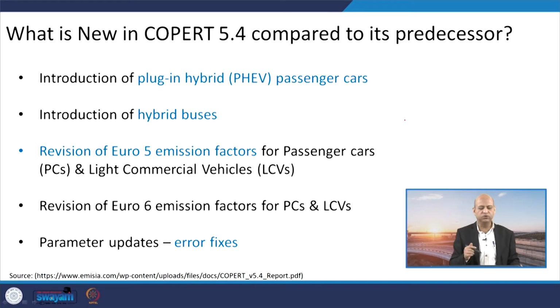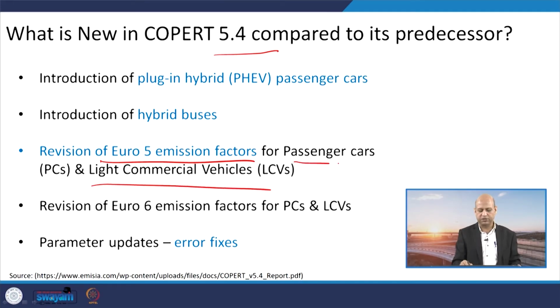And the new version, COPERT 5.4, has also included the relevant information for plug-in hybrid vehicles, passenger cars and hybrid buses, because in Europe this is becoming popular, as you can see in different data, right. So, this revision of Euro 5 emission factors has been incorporated. Earlier Euro 4 was there, and for light and commercial vehicles, passenger cars, all these factors have been incorporated.